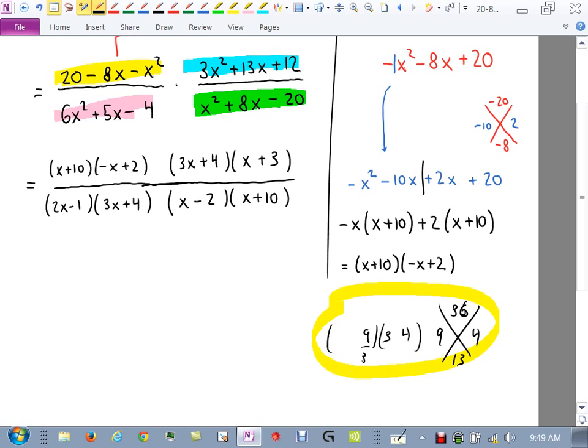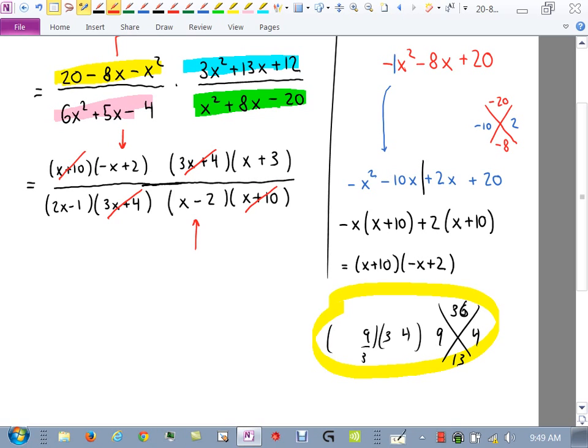And now I can start canceling things if they match, right? So anything match? What do we have? X plus 10, X plus 10. What else? 3X plus 4, 3X plus 4. Does anything else match exactly? No. Does anything else match almost, but just off by a sign? Yeah, this one right here and this one right here. Those two are off by a sign.